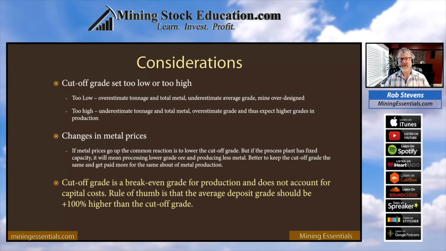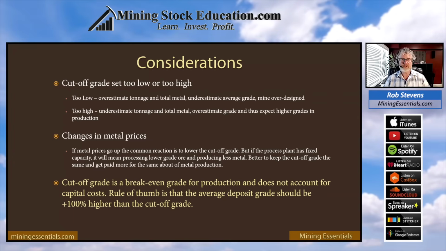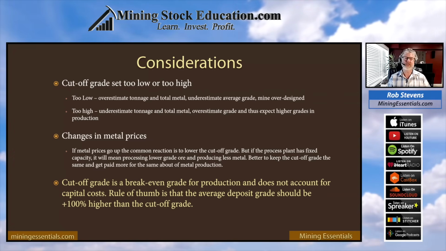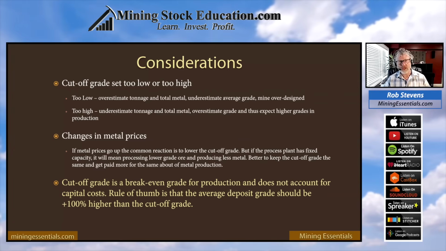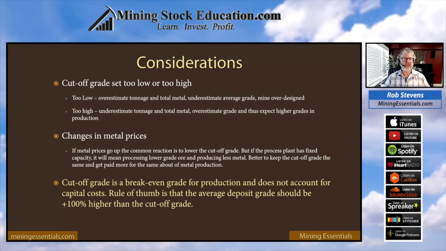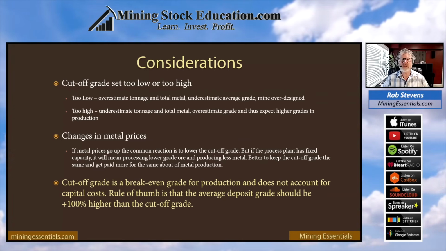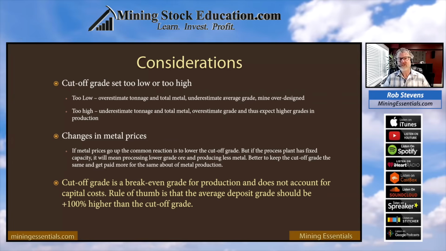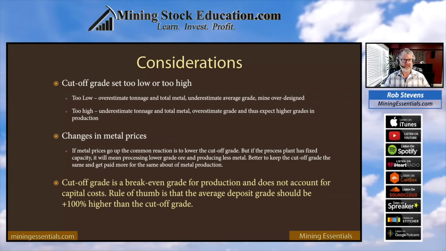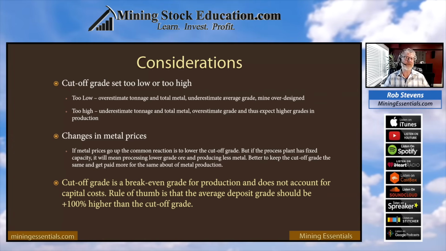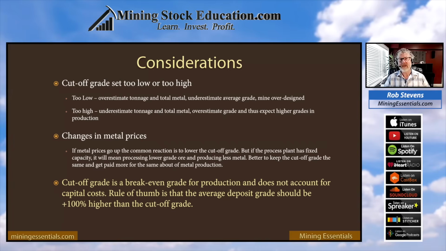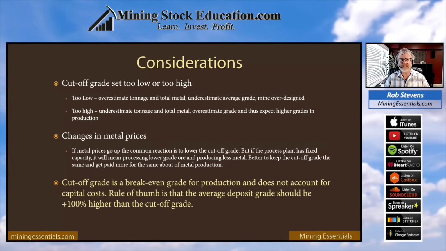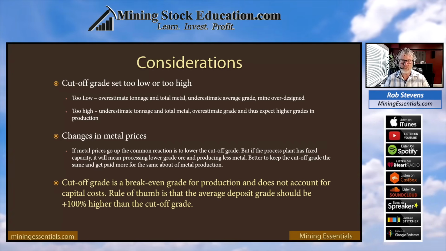But what about a scenario if your process plant is fixed? So there's only so much tonnage that can move through that process plant. If you now lower the cutoff grade, what it actually means is you're producing less metal, because the average grade of rock going to the process plant is now lower, yet you can't process any more. So in that way, you're better to keep the cutoff grade the same and get paid more for the same amount of metal production. The reaction is to reduce the cutoff grade, but I think in many cases at operating mines, that doesn't really make sense. It's better to keep it the same and, as I said, get paid more for that.